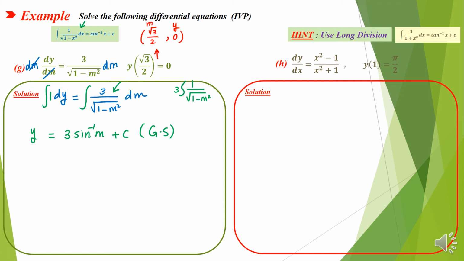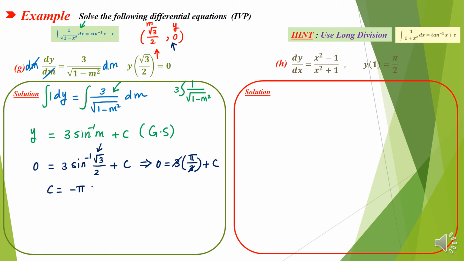Now you have to plug in the initial condition, this point, in the general solution, and you'll get 0 equals 3 multiplied by the inverse sine of square root of 3 over 2 plus c. How to find the inverse sine of square root of 3 over 2? You have to pick the angle that has sine square root of 3 over 2, and this angle is 60, which is pi over 3 in radians. So you get 0 equals 3 multiplied by pi over 3 plus c. Cancel 3 with 3, and you will get c equals negative pi.